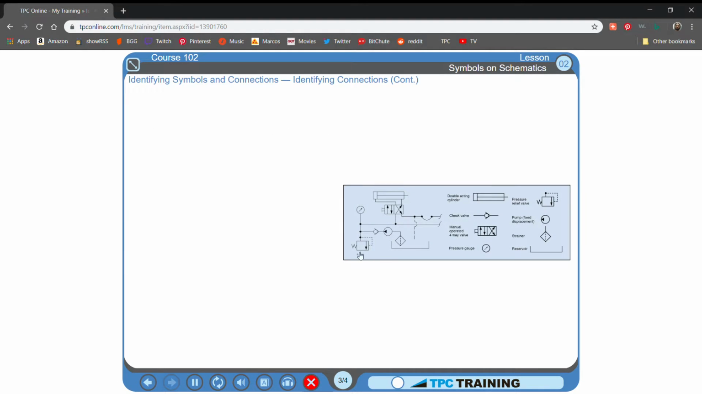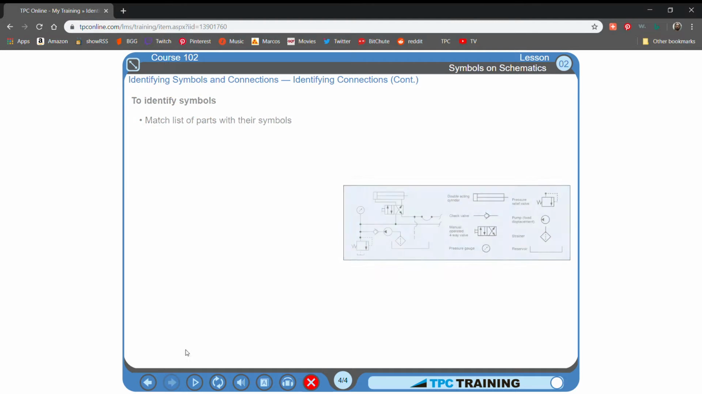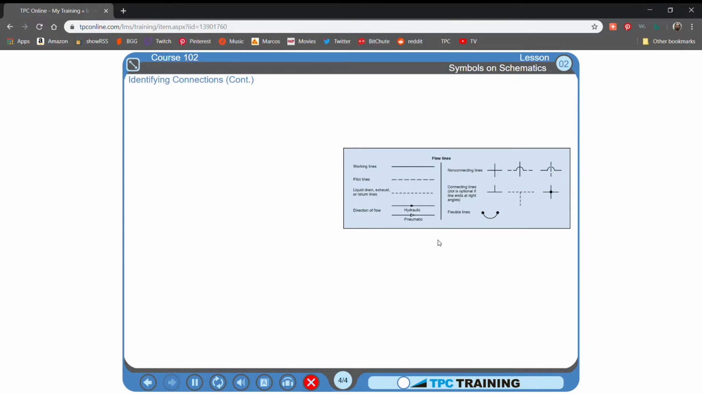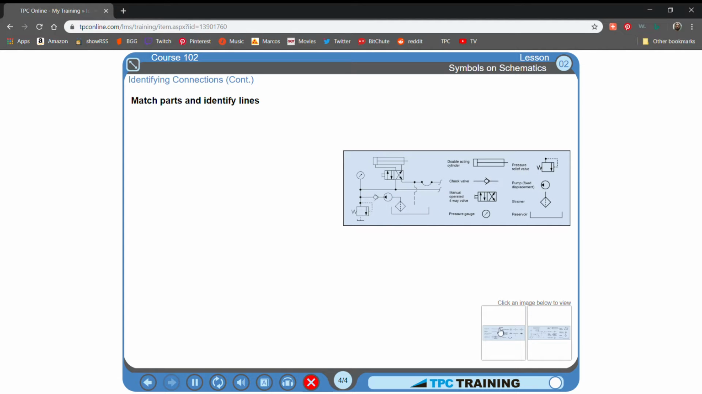This drawing shows a fluid power schematic with a list of parts and their symbols shown in a legend. You can match the parts shown in the schematic with the list of symbols to identify them. Now look at this first diagram and study the lines used in fluid power schematics. With this help, you can identify the lines shown in the second diagram.